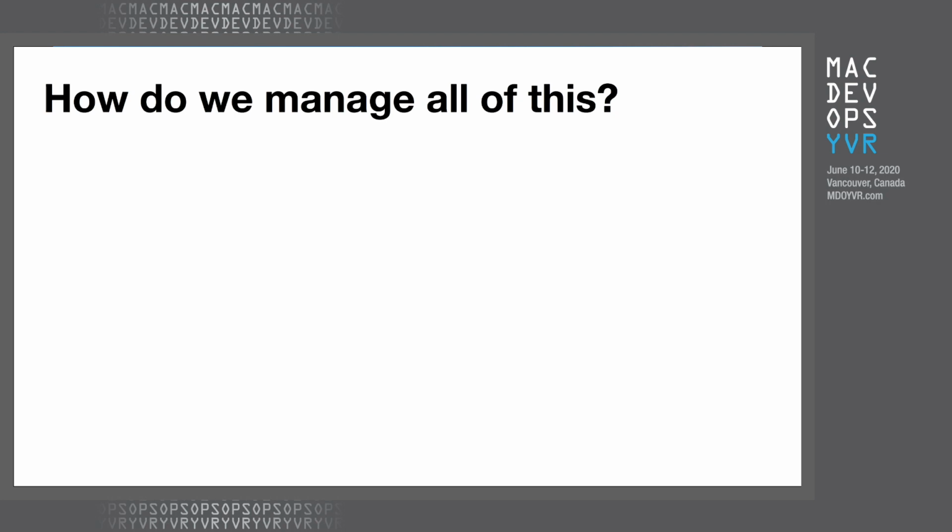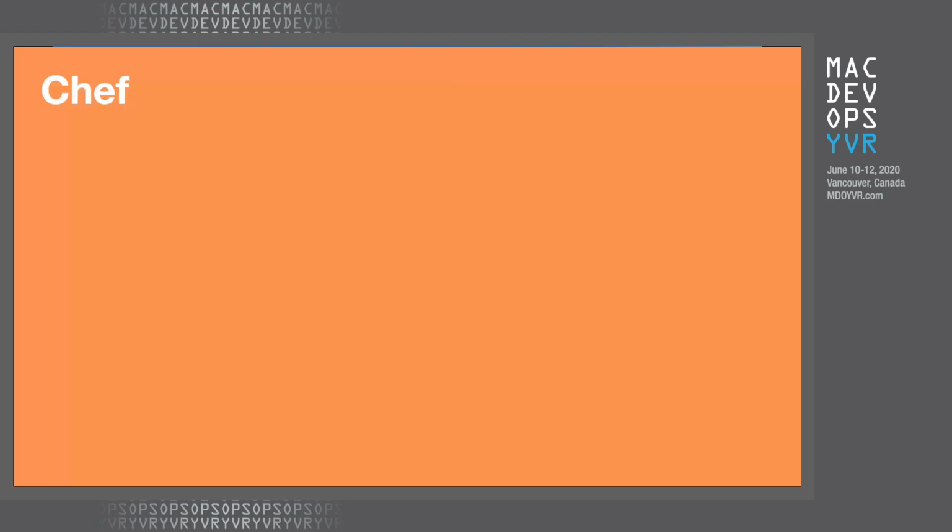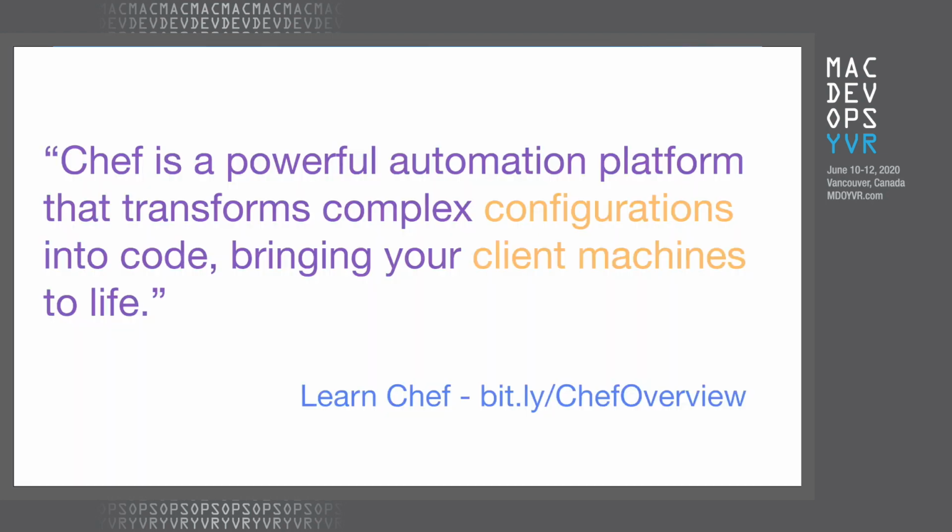But again, how do we manage all of these different tools? We have 20 or 30 of them. Well, the answer ultimately is Chef. This is how Chef describes themselves: they are a powerful automation platform that transforms complex configurations into code, bringing your client machines to life. And that's a really accurate statement.